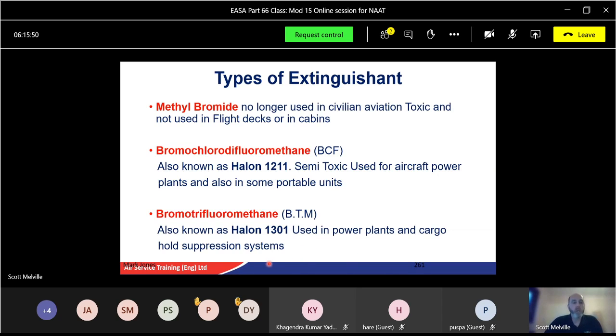BTM, you want to make a note of this, write it down, is also very corrosive to titanium. So you have to be very careful, whatever fire extinguishant you have, if you use it on the ground on an engine, it's got titanium, and certainly aircraft parts have got titanium. It is very, very corrosive. So try and not use that one where possible. BCF is the most common.